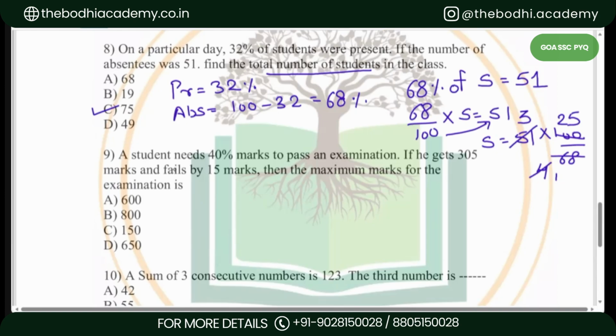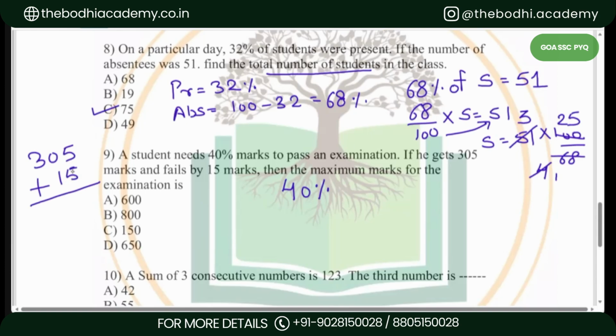Moving on to the next question. A student needs 40% marks to pass an examination. If he gets 305 marks and fails by 15 marks, it means you got 305 in your exam and failed by 15 marks. So what does it mean? If you had scored these 15 marks, you would have passed.